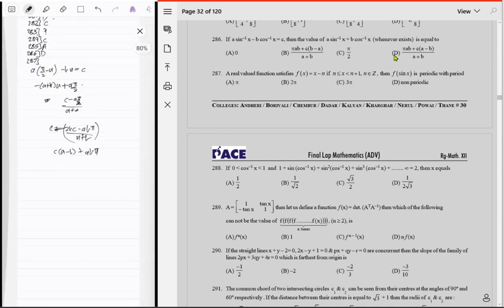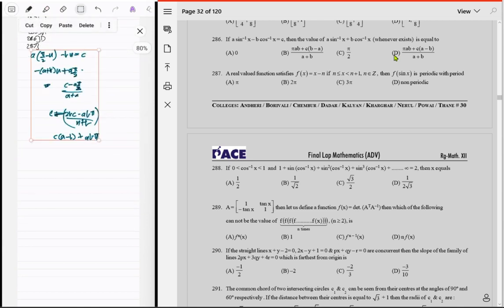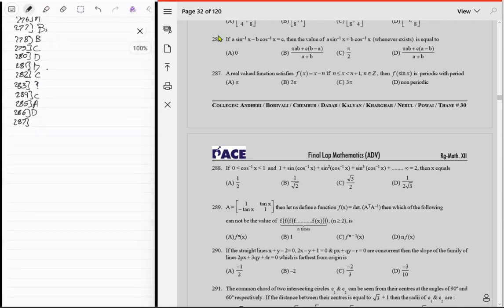287. A real valued function satisfies this equation, then f of sin x is periodic with period? So f of x is equal to x minus n, where n is basically the floor function. f of x is the fractional part of x basically, right? Then f of sin x is periodic with period? The fractional part is periodic with period 1. So that explains it, right?